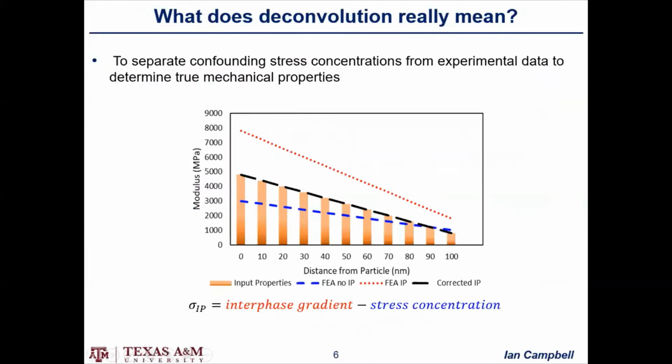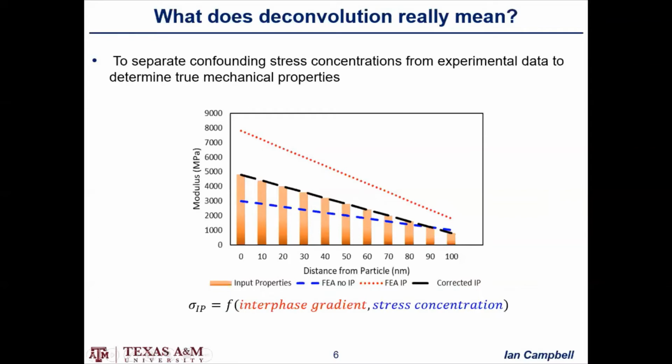Deconvolution requires at least two FEA models, one with and one without a distinct interface region. This plot shows artificial data for the change in modulus over distance from the particle. As an example, it is apparent that if the data from the model with no interface in blue is subtracted from the corresponding data for the interface model in red, the programmed properties shown by the orange rectangles are returned. The true function, which relates the interface and no interface models, or stress concentration and interface gradient, may be more complicated than the subtraction shown, but determining such a relationship is the goal of my work.